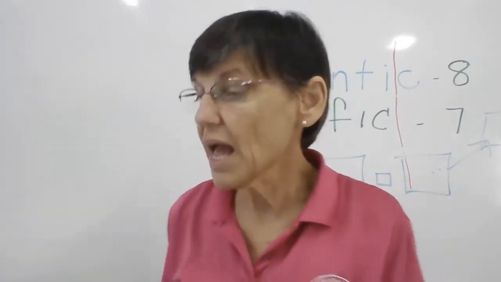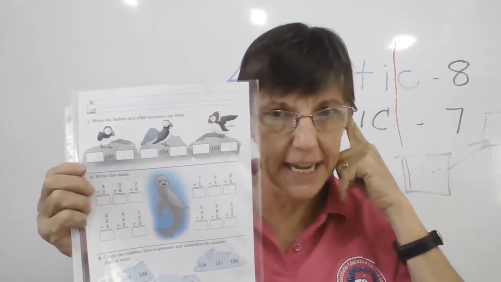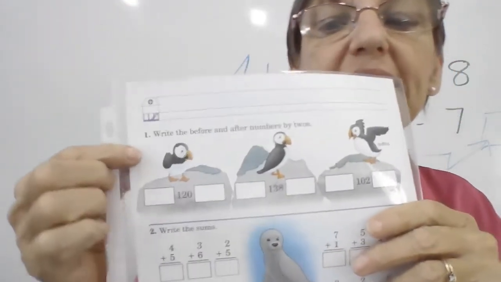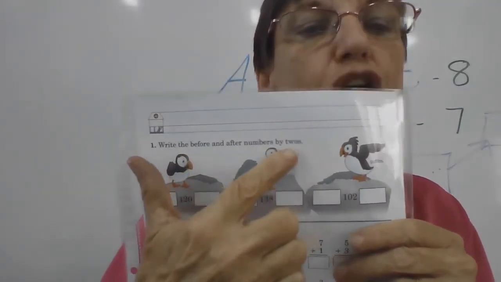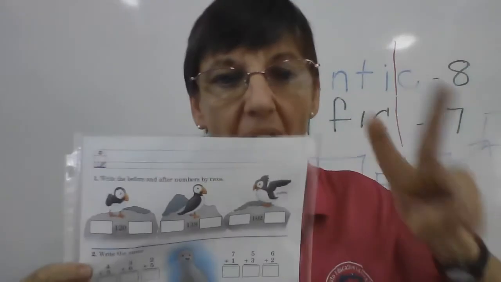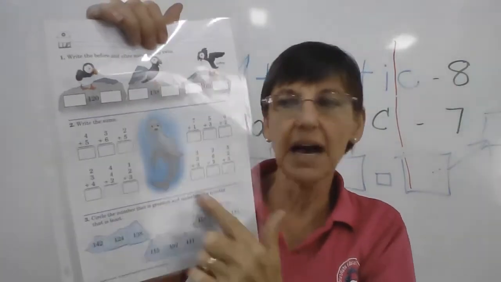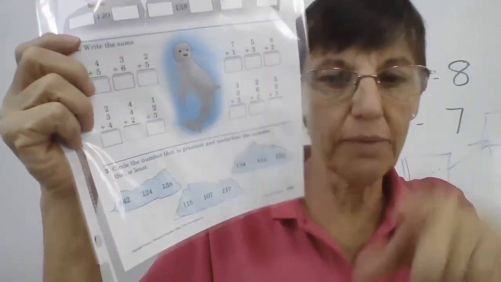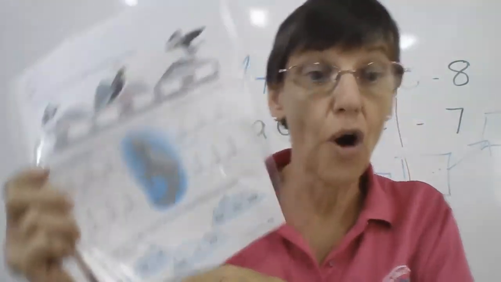Ready? Now, the other side of the paper, be very careful. Listen very carefully. Are you listening? We have some puffins. Read the directions. It says, write the before and after number by 2s. We're going to count by 2s. Write the before and after number by 2, okay? Okay, down here, you're going to add these up. Easy. Okay, down here, you've done this many times. Circle the big number, underline the smallest one, okay? In each one of these icebergs, okay?